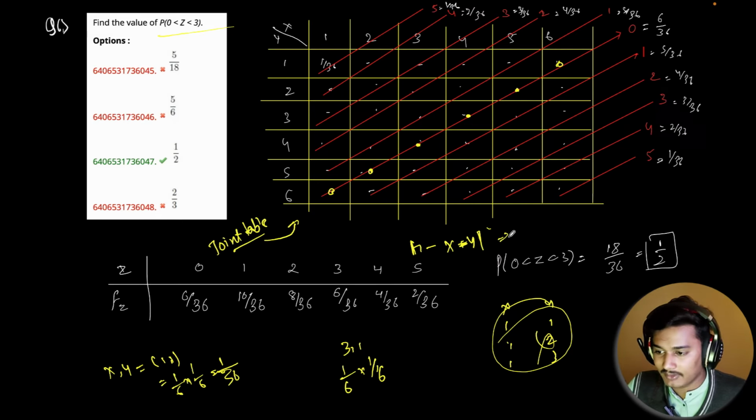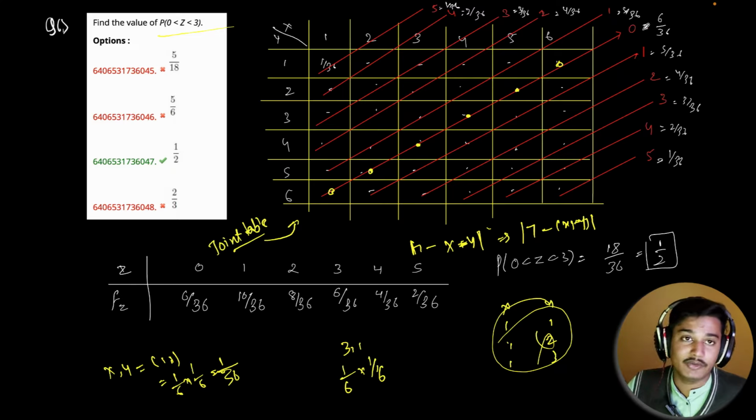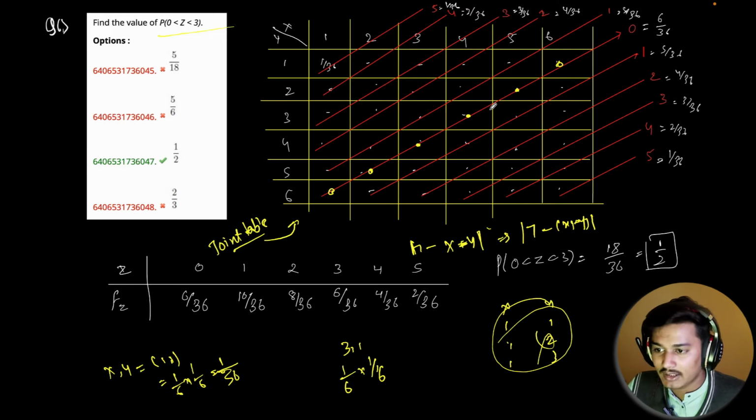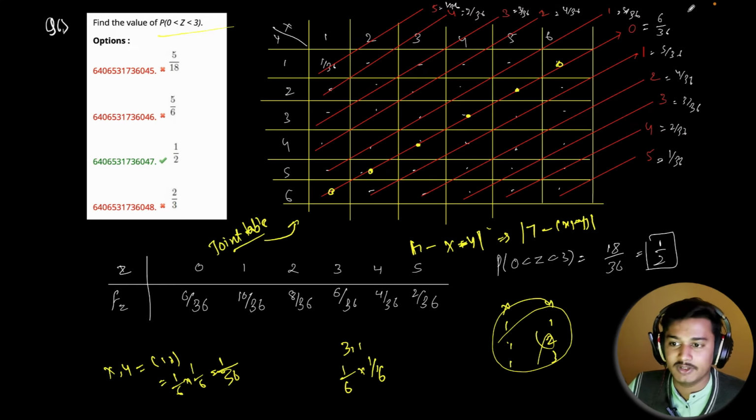I can write this as 7 minus (X plus Y). So all these are 7, and 7 minus 7 is 0. For all these particular joints, I will be getting Z as 0. So what is the probability of Z being 0? How many times are we getting 0? 1, 2, 3, 4, 5, 6. So 6 times we are getting 0, so it will be 6 by 36.